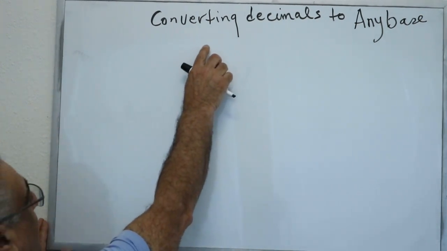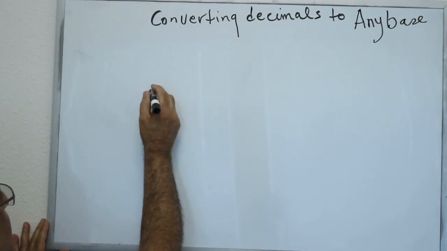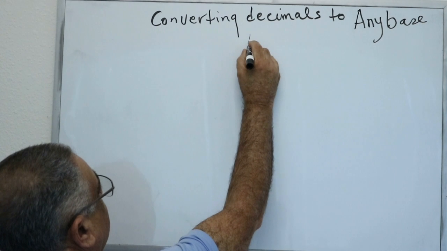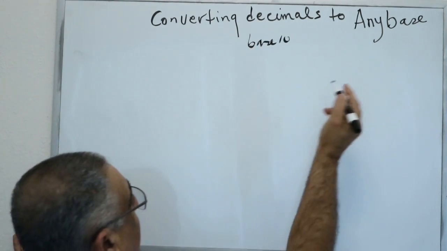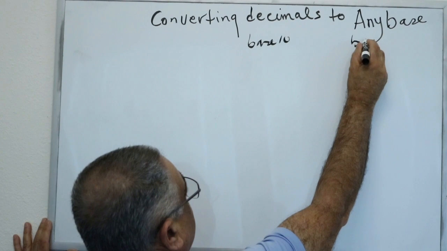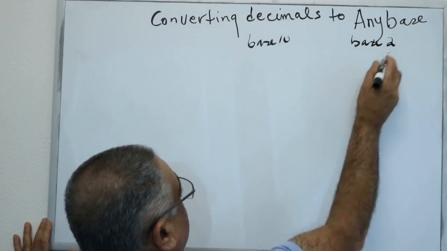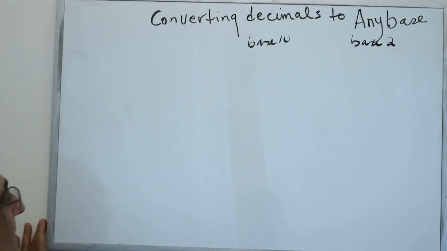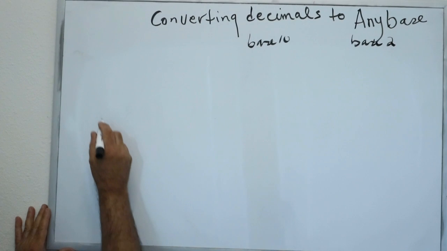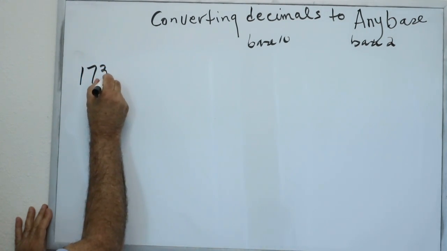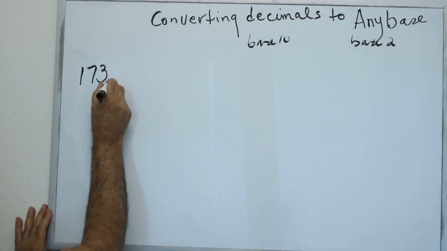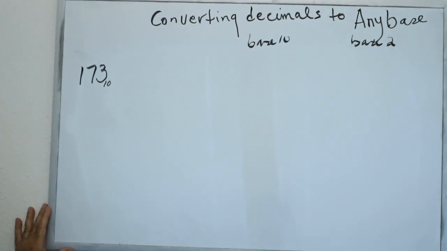This video is about being able to convert decimal numbers, like base 10, to any base. Let's assume base 2, which is binary. So let me show you the first method here. I'm going to take 173 in base 10. What is this in binary?